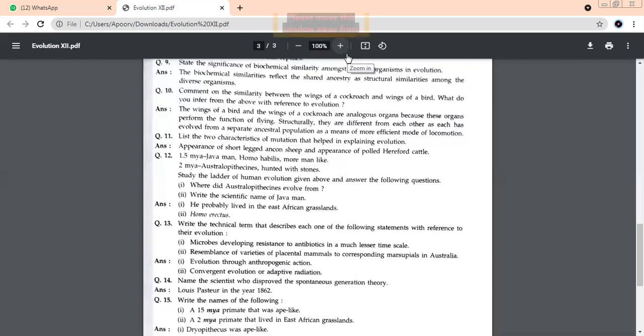Next ones, features. Did not eat meat. Yes, beta, they did not eat meat. This is the main difference between them. Next.